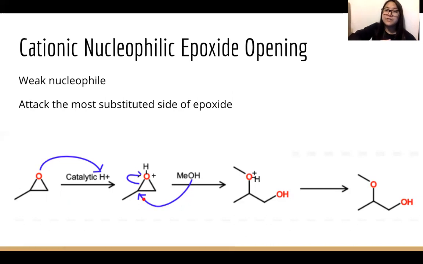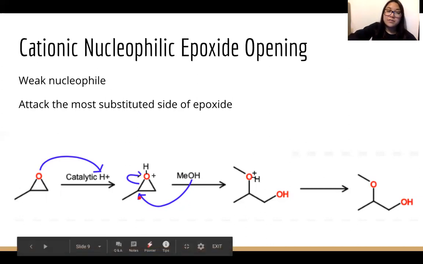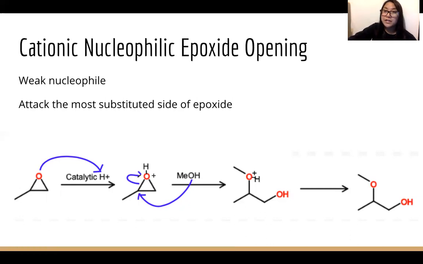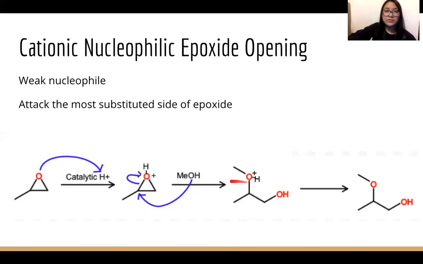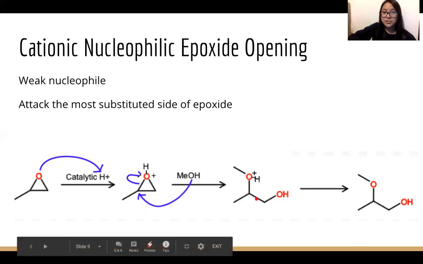Remember, in the previous reaction, it's the less substituted side. But for this one, it's the more substituted side because this is more electrophilic and it holds a positive charge more stably. Like if you were to think of carbocations, remember, more substituted is more stable. Tertiary is more stable than primary, per se. So the weak nucleophile is going to attack the more substituted side. These get kicked off to a lone pair, and you form this structure.